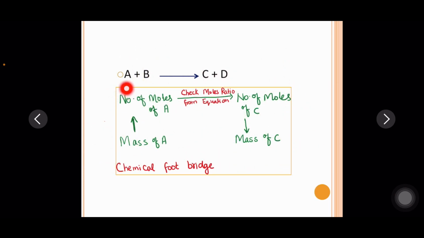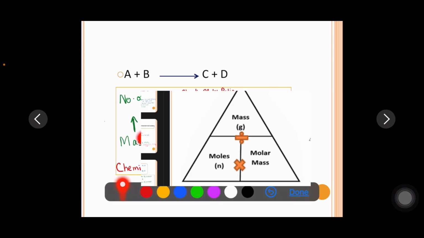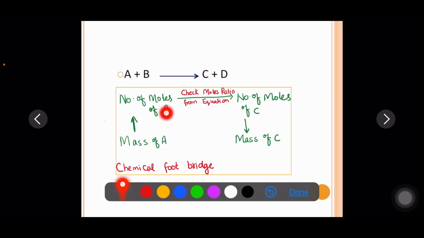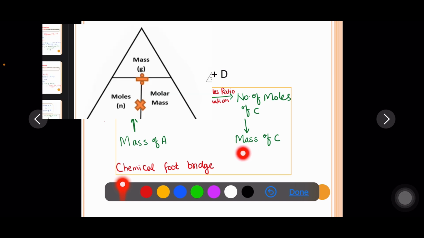If you are given the mass of A, you have to convert it to the number of moles of A. Apply the formula: number of moles is equal to mass divided by molar mass. When you get the number of moles, you have to check the molar ratio from the equation. To find out the mass of the product C, check the ratio between A and C moles. By checking the ratio, you can find out the moles of C and again apply the formula and convert number of moles into mass. Mass is equal to number of moles times molar mass.